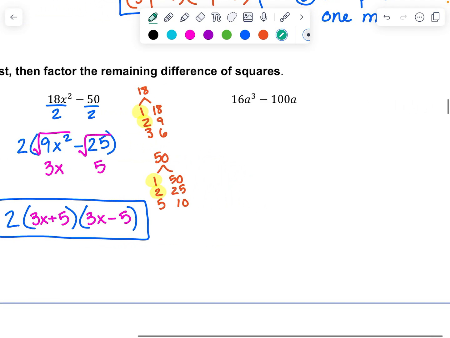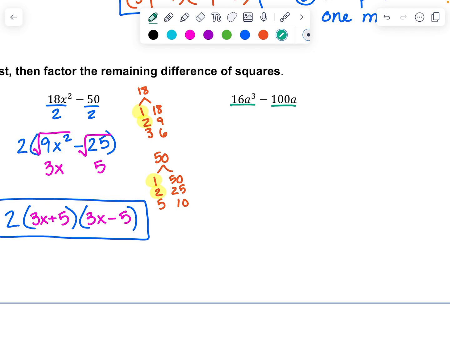All right, and last one here. This one's kind of our trickier one because if I look, I see 16 and I see 100, and these are both perfect squares when we look back at our list up above. But they have variables in common. So even though we have difference of 2 squares, 2 perfect squares, we still need to factor out a GCF.